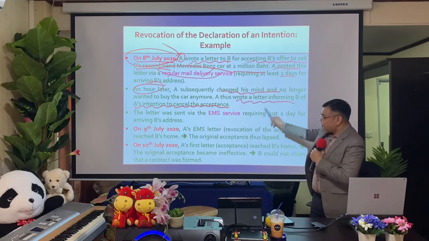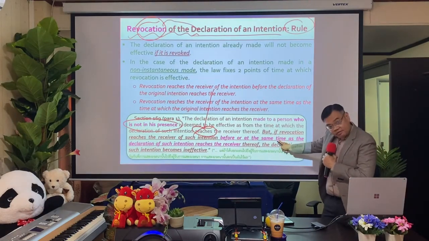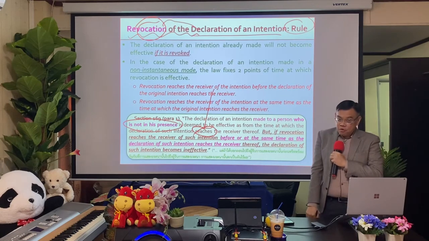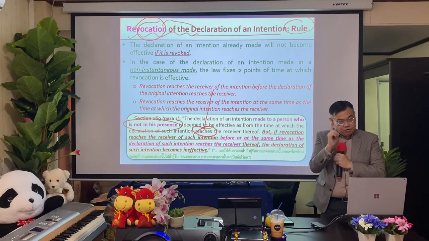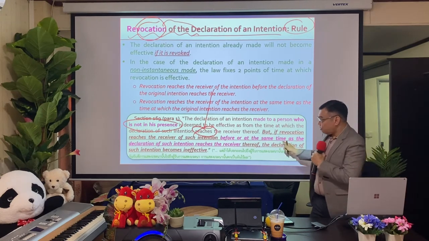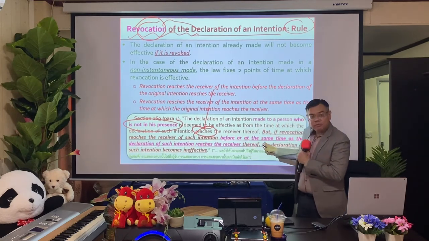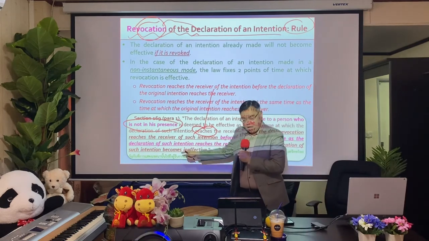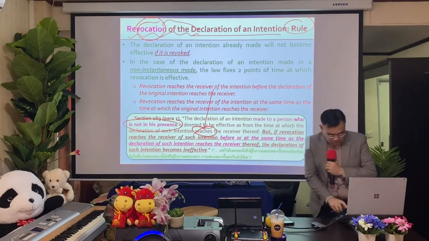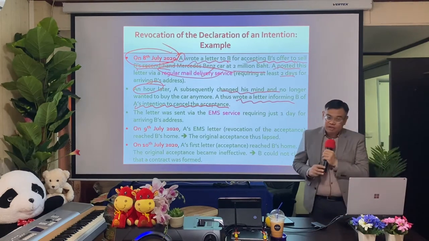So in this case, the law says what? If we go back to the law, yes, a person may revoke his declaration of intention. But that person needs to make sure that the revocation reaches the other party before or at the same time as the declaration of the original intention reaches the other party. So in this case, if he wants to revoke the original intention, i.e.